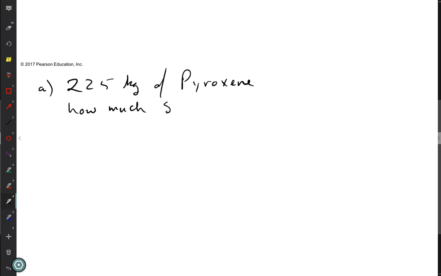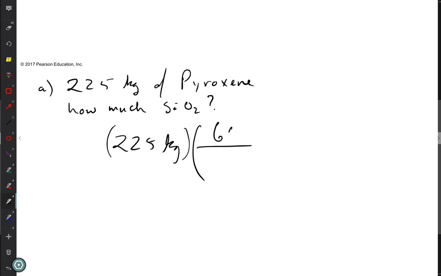How much silica? Well, all I have to do is take the numbers we've just done. That's going to be 225 kilograms, multiplied by the mass of silica, which was 60 atomic mass units, divided by the mass of the entire thing, which was 232 atomic mass units.